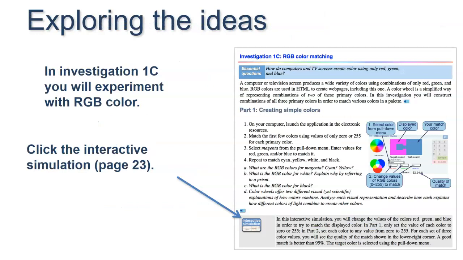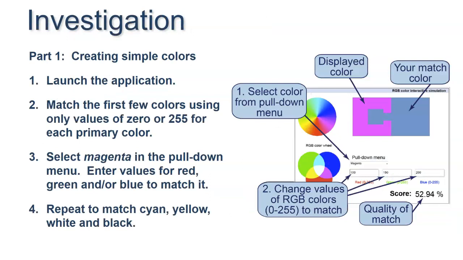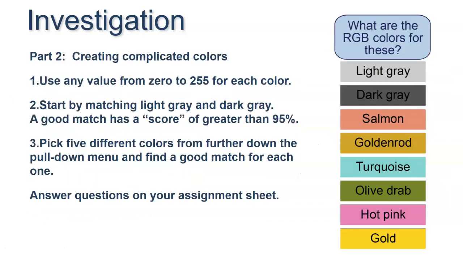So we will be actually doing this interactive. There's a video that goes along with this, and we will do that, I believe, tomorrow. So we're going to experiment a little bit with that RGB coloring. So the investigation will open up the application and then match the first few colors using only values of 0 to 255 for each primary color. And then we'll make magenta, so on and so forth. It'll walk you through this whole process. So I'm going to skip through this part pretty quickly. And then we'll go on to making more complicated colors. How do we make these type of colors?